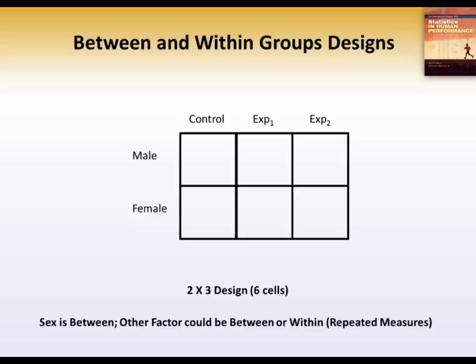For example, it might be experimental 1 consists of 1 dose, experimental 2 consists of a different dose of a medication, and the control group is no medication, and in that case a person could appear across all 3 levels of the experimental condition. This example is just an extension of the number of levels of one of the independent variables.